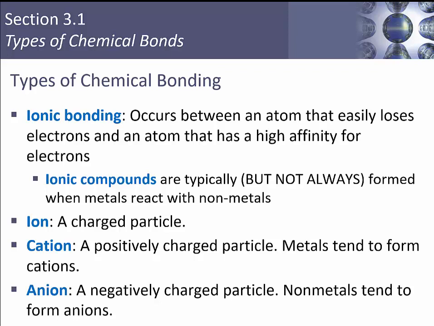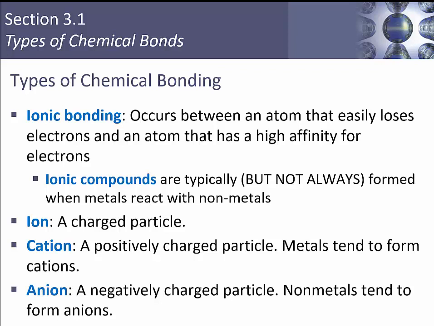We got two types, either a cation, which is a positively charged particle. It is something that has lost an electron. Metals tend to form cations, but not always. Anions are negatively charged particles. You know, this has an N and negatively has an N in it as well. Nonmetals tend to form anions, but not always. The beauty of chemistry is that there's a stack of rules and then an even bigger stack of exceptions.